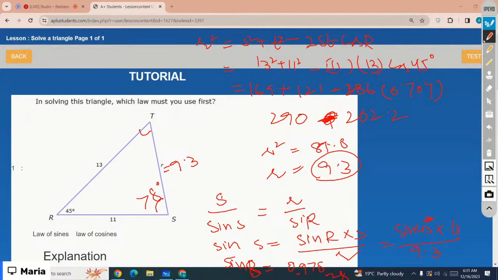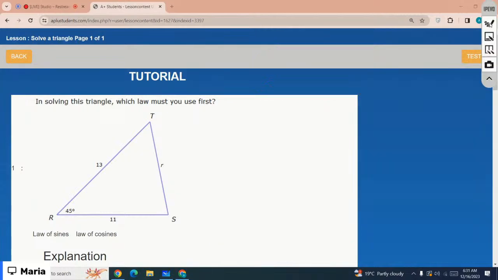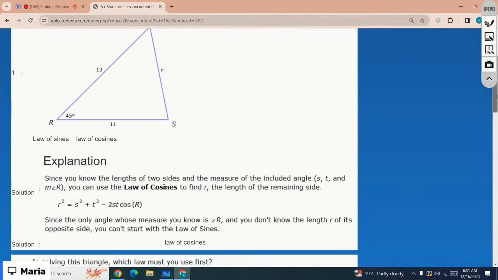45 plus 78 is 123, and 180 minus 123 equals 57. So the third angle is 57. This is 57, 78, and 9.3, right? Let's just confirm these values because that is the question on the tutorial.